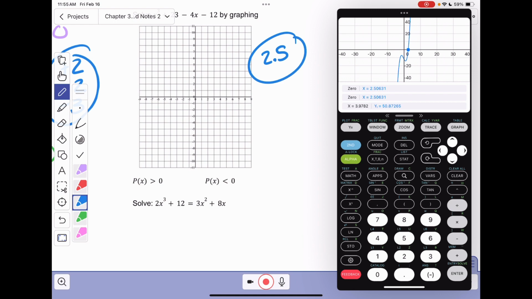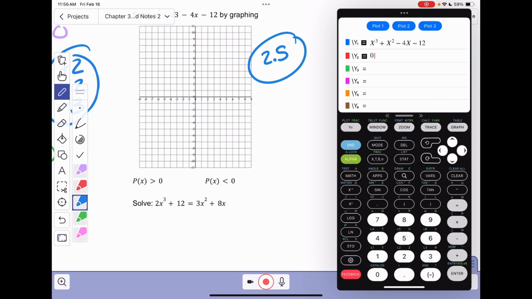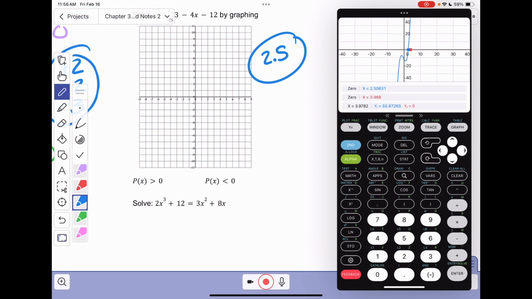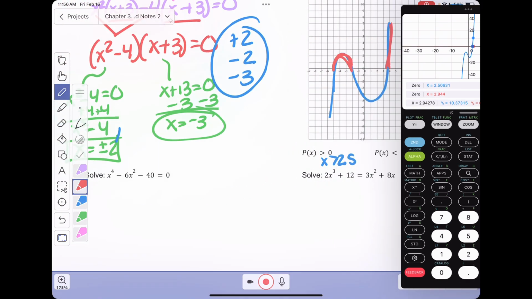Now, if I'm looking at greater than 0 and less than 0, I'm going to put y equals 0 as a line. So above 0 is this piece right here. So the function is greater than 0 when x is greater than 2.5. It's less than 0 when x is less than 2.5. If the bump looked something like that, this whole piece would be greater than 0, and then we'd have two less than 0 pieces. It all depends on what you're looking at. So that's how you can do it by graphing.